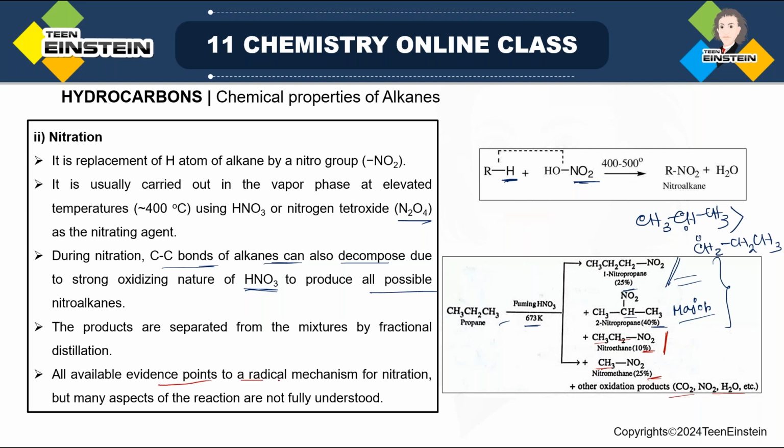All available evidence points to a radical mechanism, but there are still many aspects of the reaction that are not fully understood. Because if you want to study a particular reaction, the reaction should be clean enough. But here the reaction is not very clean. What I mean by clean is that you are getting some product, but still there are so many other products. And when a reaction is not very clean, studying the reaction becomes very difficult. That is why many aspects of the reaction are not fully understood.